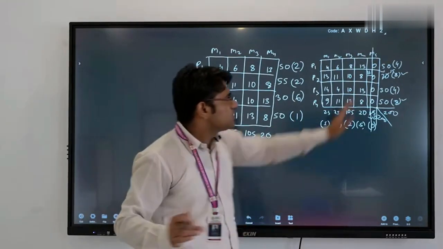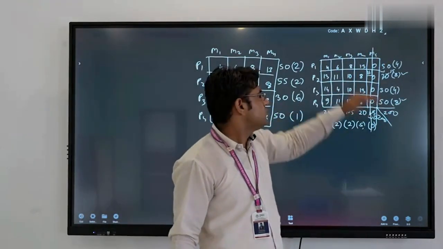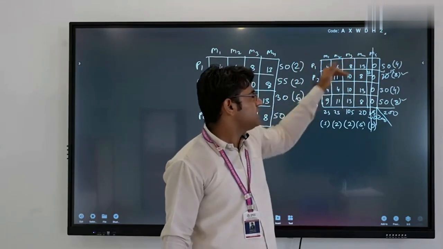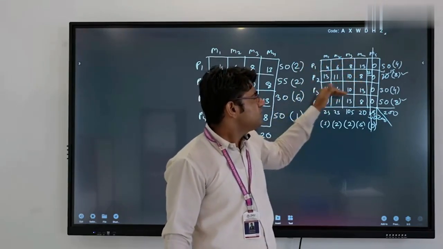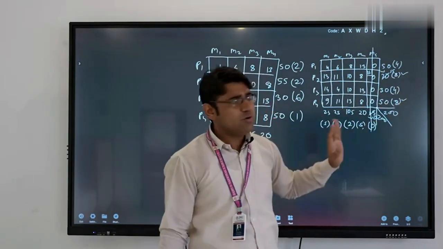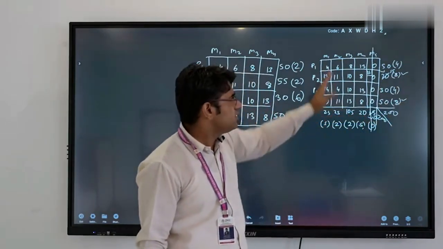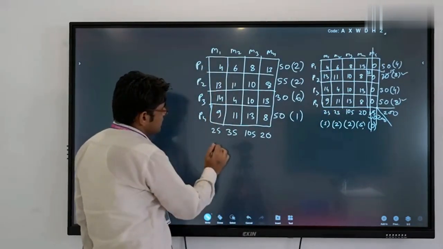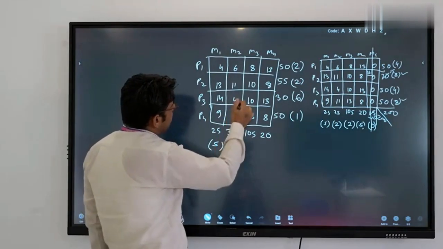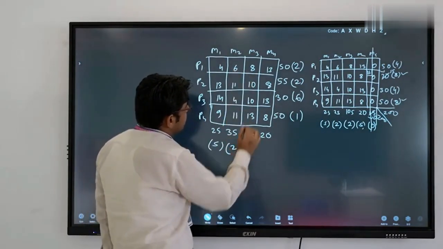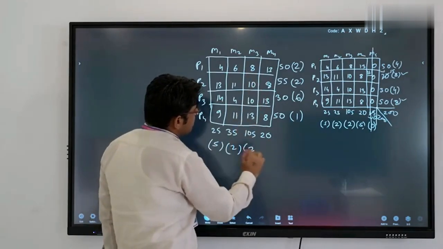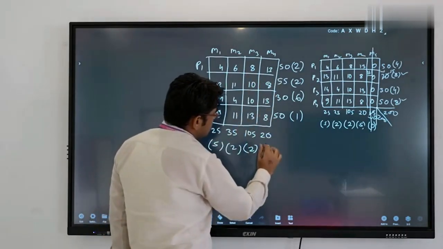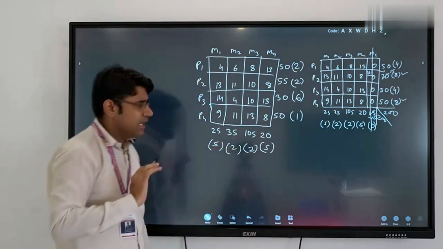Because we cross out the column, the effect of penalties is on the row, but there is no change in the column penalty. So right here, 4 and 9 difference 5, and 4 and 6 difference 2, and 8 and 10 difference 2, and 8 and 13 difference 5. So the same penalty right here.